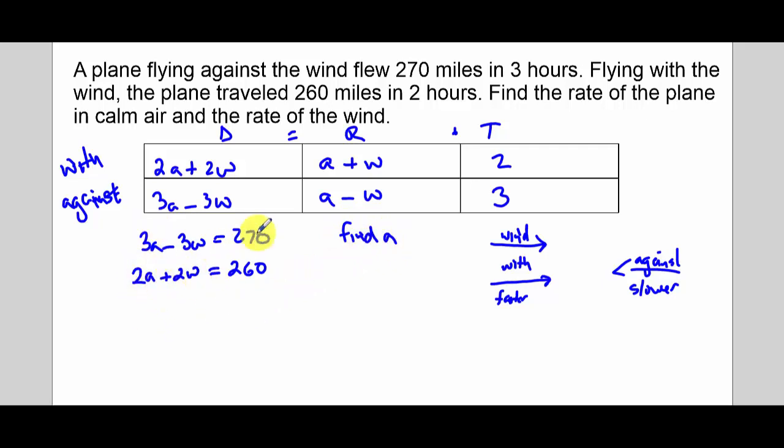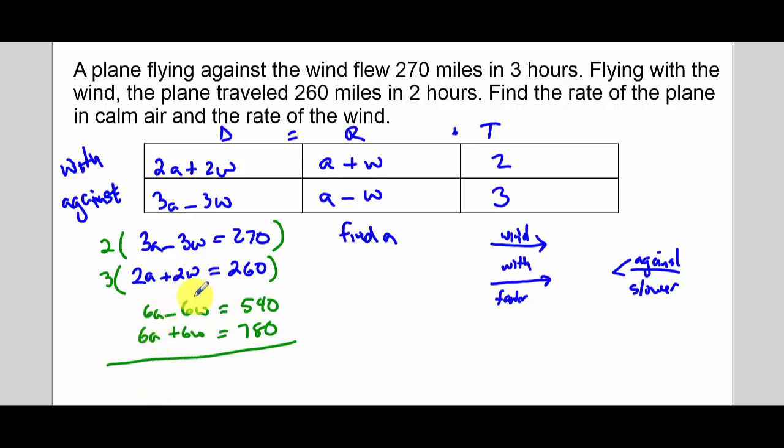We know that nothing matches up, so we'll do it by elimination. Multiply by 2 on the top, 3 on the bottom. Get a total of 6a minus 6w is equal to 540. And then multiply on the bottom: 6a plus 6w equals 780. I add these up and my 6w goes away. I'm left with 12a is equal to 1320, like so.